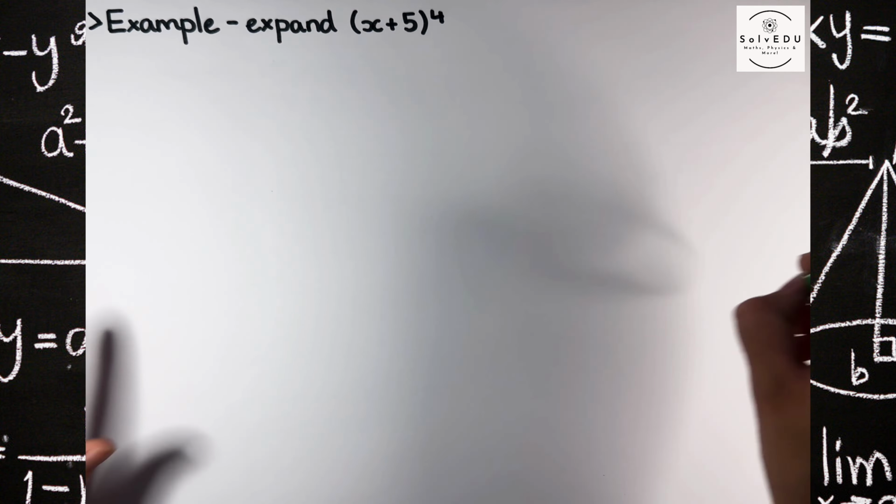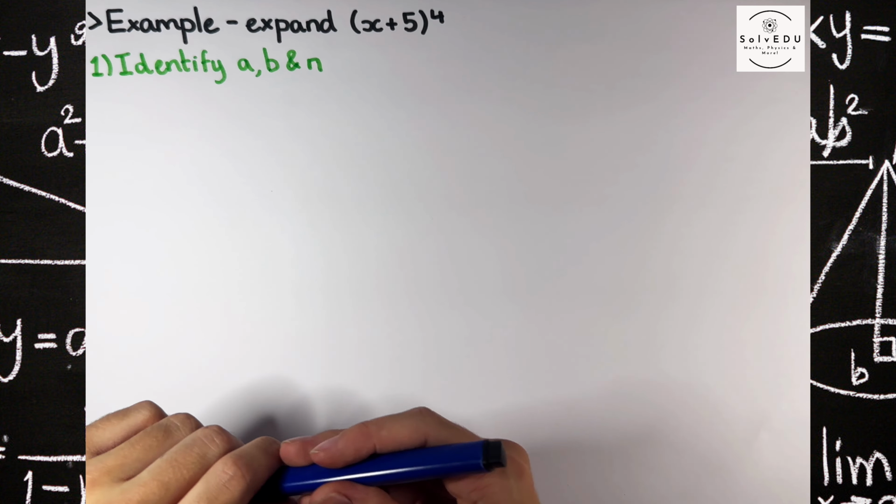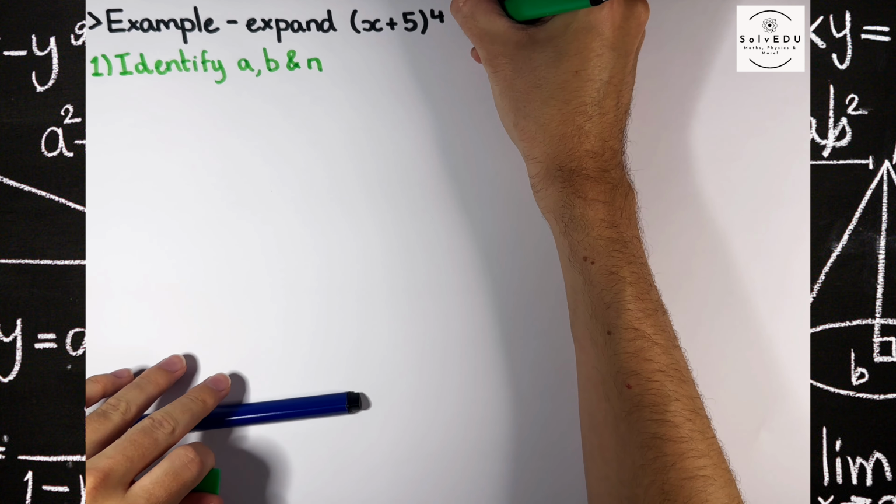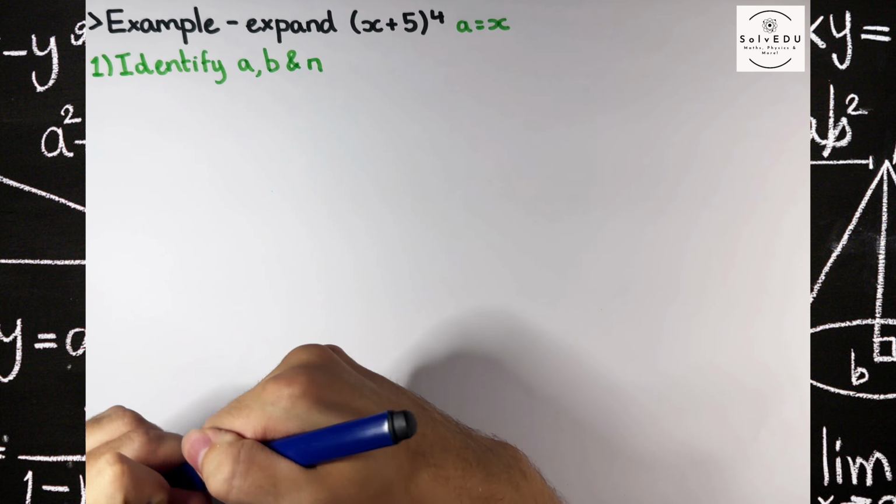And that is to identify our a, our b, and our n. And this will allow us to use our 2 rules and Pascal's triangle to expand this example. Now I tend to write them either next to it or underneath. It shows the examiner that you understand what's going on. I tend to write it like this. So our a is x, our b is 5, and our n is 4. A is always the first term and b is always the second term. Now it doesn't matter if the x was here and the 5 was there, that is still a, that is still b, and that is still n.